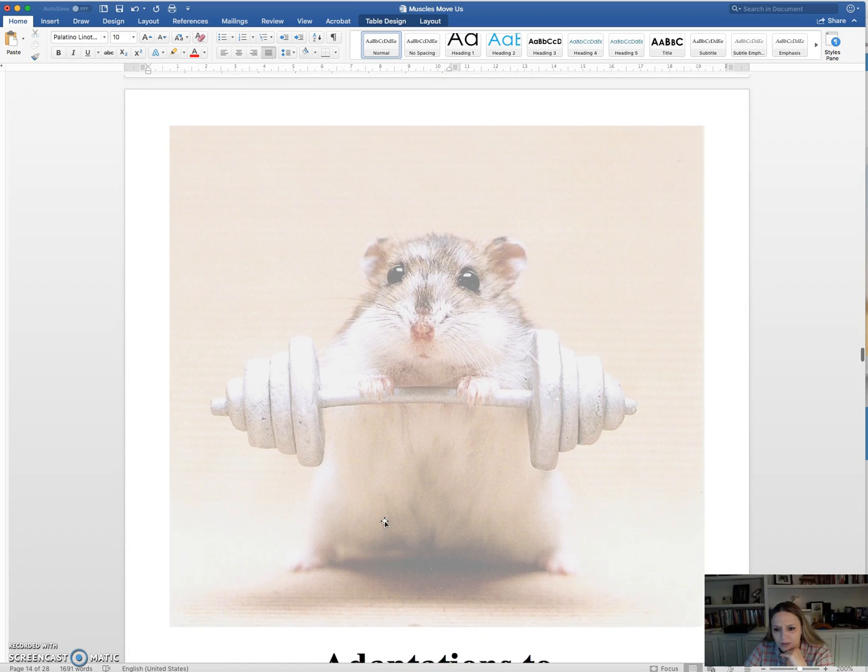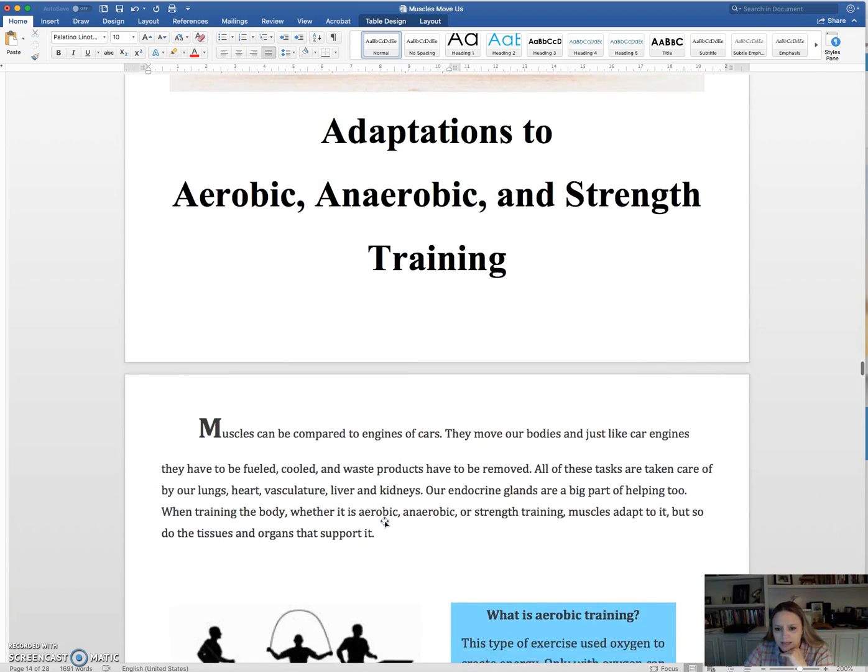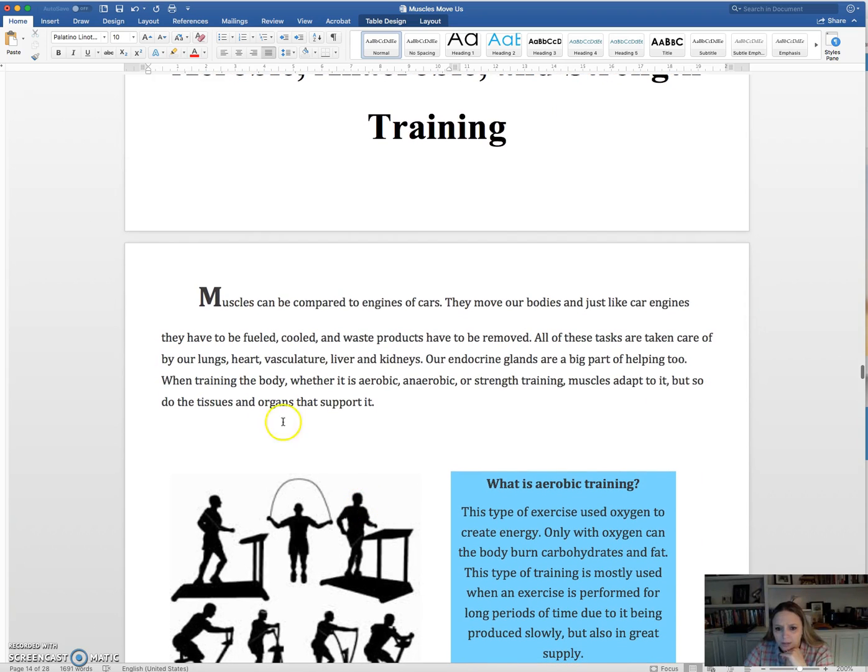Okay, really cute. I like this. Need an image citation. Talking about adaptations. I'm not sure why this is broken up so much. I like the print on this. Muscles can be compared to engines of cars.